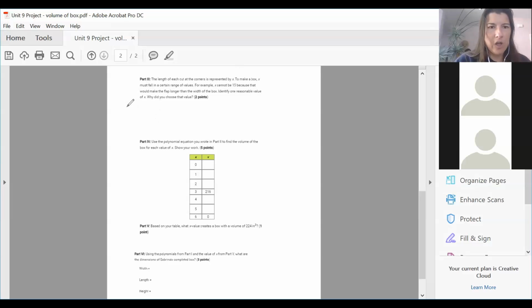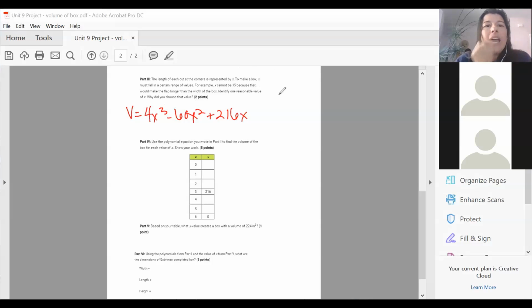All right, so I'm going to write our expression here. So our expression for volume, remember, volume is equal to 4x cubed minus 60x squared plus 216x. Okay, part 3. The length of each cut at the corners is represented by x. To make a box, x must fall in a certain range of values. For example, x cannot be 15 because that would make the flap longer than the width of the box. Identify one reasonable value of x. Why did you choose that value?